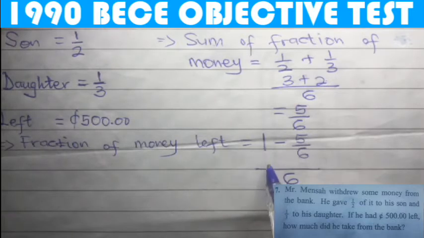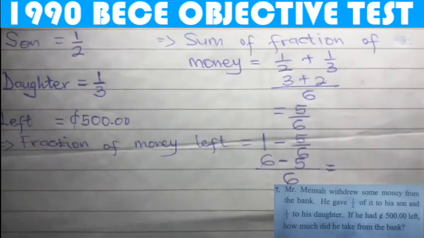So when 1 divides 1, we have 1. 1 divides 6, we have 6. 6 multiplies 1, we have 6. This one over here can be written as over 1. So when 1 divides 6, you have it to be 6. The 6 multiplies 1, you have it to be 6. Then minus, 6 divides 6, you have it to be 1. 1 multiplies 5, you have it to be 5.